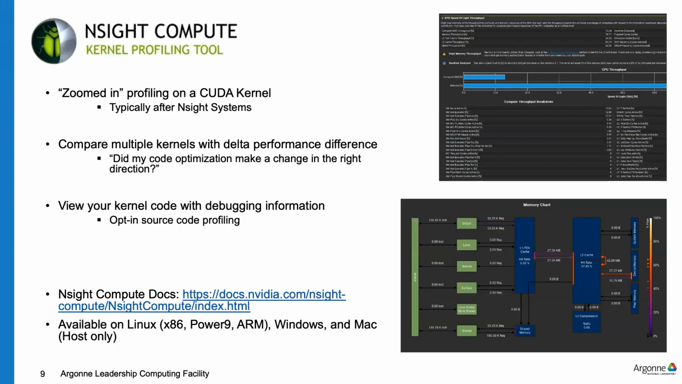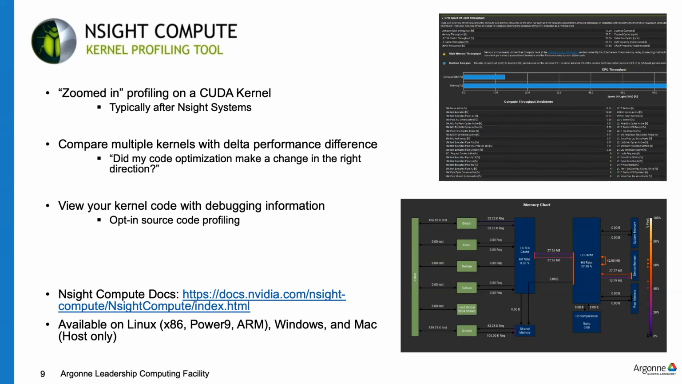And then, once you identify your hotspot, like a kernel that is your main compute loop or something that is taking a longer amount of time than you anticipated, you can profile it in Nsight Compute, which is our kernel profiling tool. It's a zoomed in profile on a CUDA kernel, typically performed after Nsight Systems. One of the cool things you can do is compare multiple kernels, and it will show you the delta performance difference. That's just a really quick way to see if your code optimizations made a change in the right direction or not.